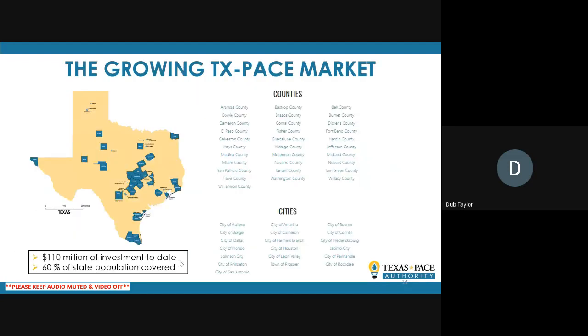The PACE market is growing. We are up to actually 51 counties and cities that are offering PACE as of Tuesday. The one that's not on the map yet is Dawson County, which is about halfway between Midland and Lubbock. The county commissioners and the judges voted to create the program there on Tuesday of this week. And so we're up to 51. Again, $110 million of investment to date, and more than half the population is covered where PACE is available.